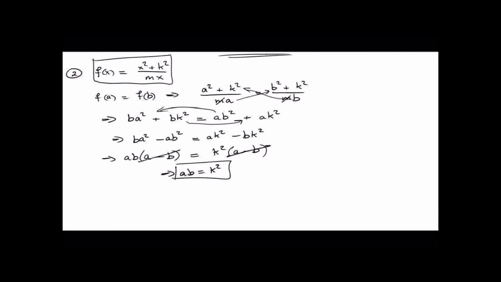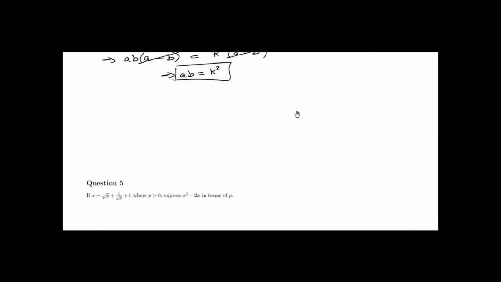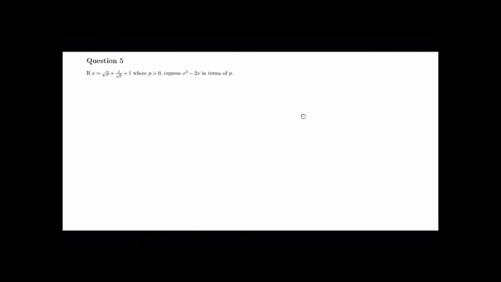Okay, now question 5, the last question in the homework. This is again from a Leaving Cert paper, and we're told that if x is equal to root p plus 1 over root p plus 1, express x squared minus 2x in terms of p. Now as you know from class, I have more than a little bit of an obsession with difference of two squares, and you're probably wondering why I'm even thinking along those lines now. But let's just say I've noticed something.